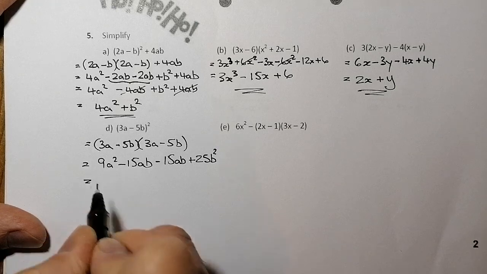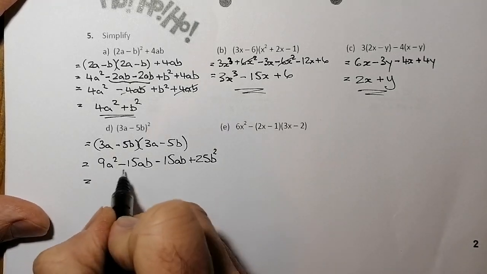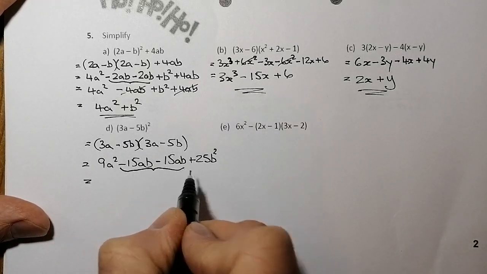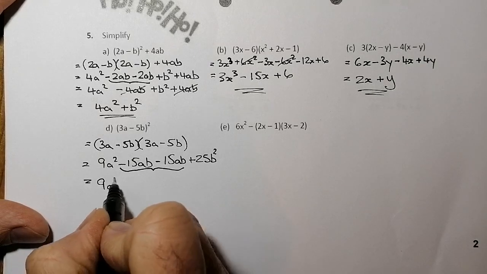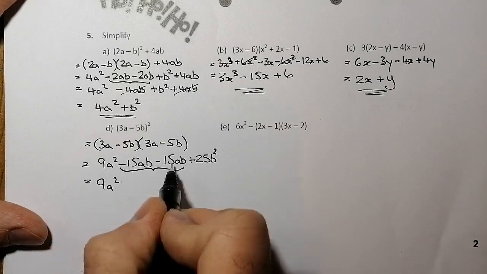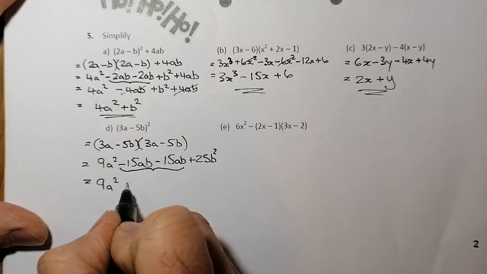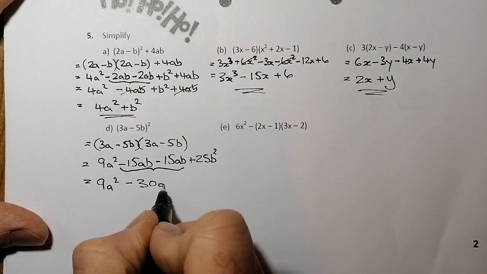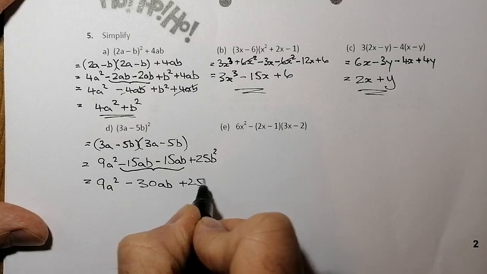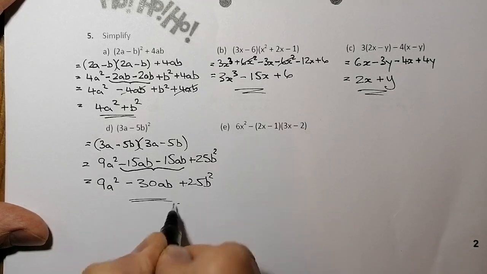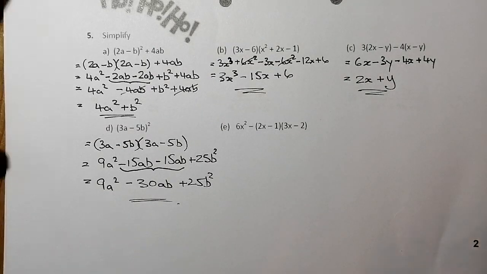Okay, I'll gather up whatever I can. So, and usually with this, as I say, it's always the middle terms that we gather up. And again, be really careful with the negatives that are here. So negative 15ab, take away another 15, gives me negative 30ab plus 25b squared. And that'll be my answer for that one. Okay.